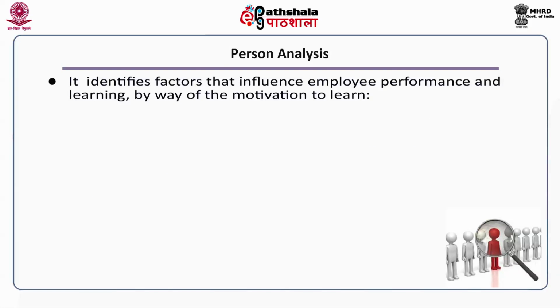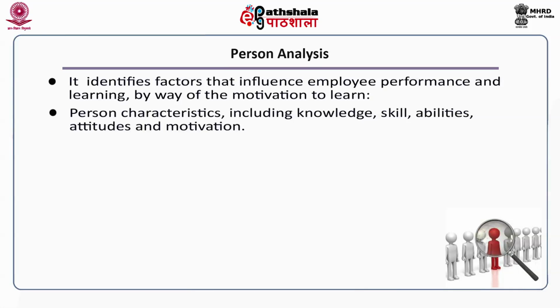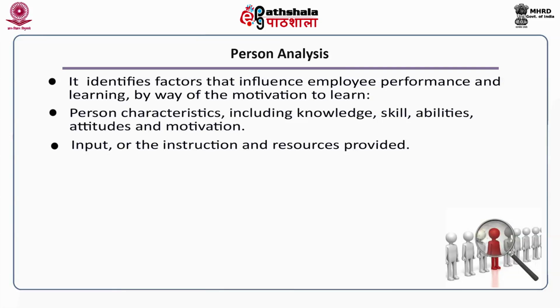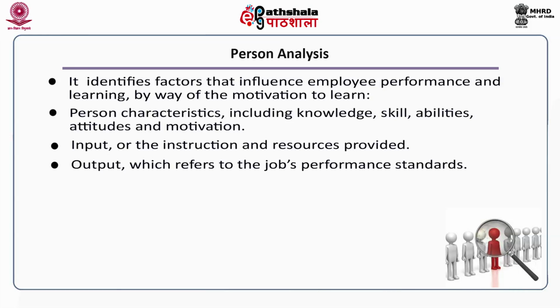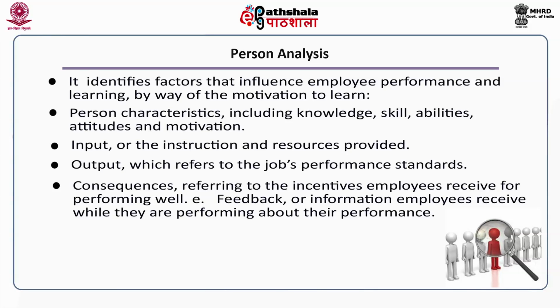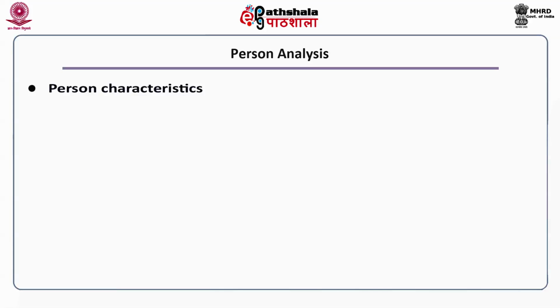It identifies factors that influence employee performance and learning by way of motivation to learn. Person characteristics include knowledge, skill, abilities, attitudes, and motivation. The input includes the instruction and the resources that are provided. The output includes the job performance standards. Consequences refer to the incentives employees receive for performing well. Feedback is the information employees receive while they are performing their job. Let us discuss person characteristics.